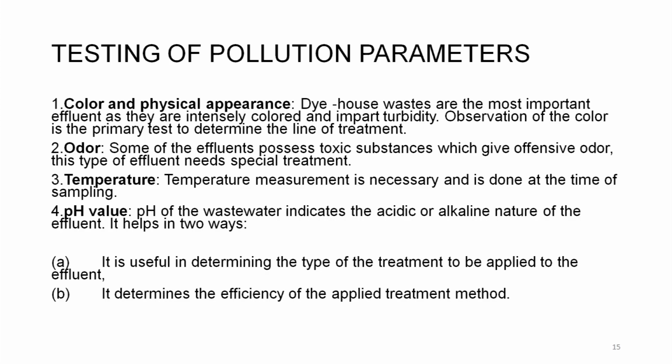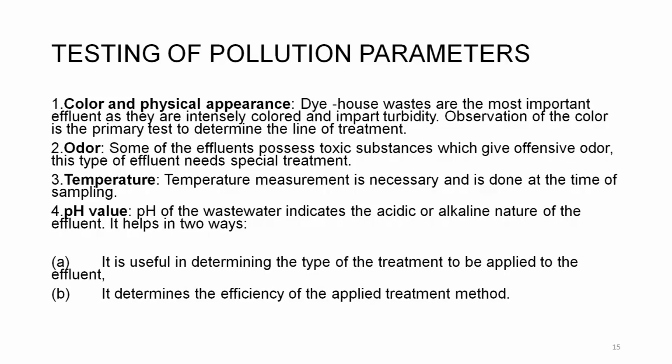Then comes the odor. Some of the effluent possess toxic substances which give offensive odor. This type of effluent needs special treatment. Temperature. Temperature measurement is necessary and is done at the time of sampling itself, because if you recall, in one of the lectures I had told that sometimes the effluent coming out of the machine can have as high a temperature as 90 degrees. And the permissible limit is only 42 degrees. So, it has to be measured at the time of collection of the sample.